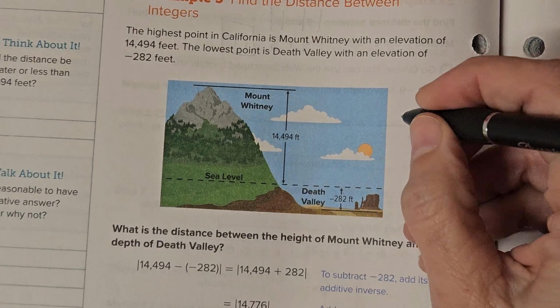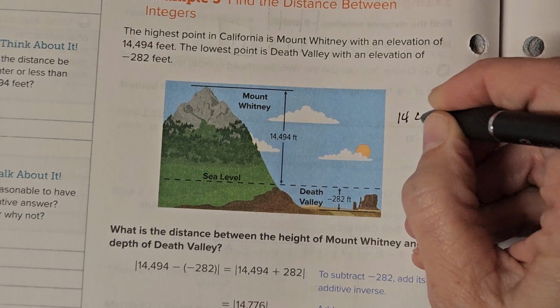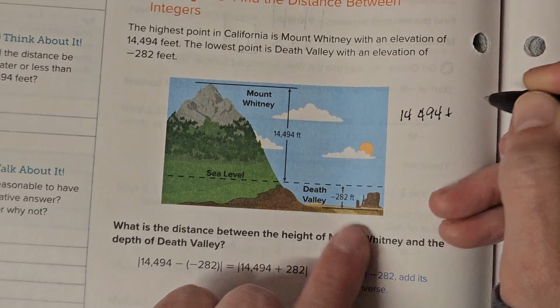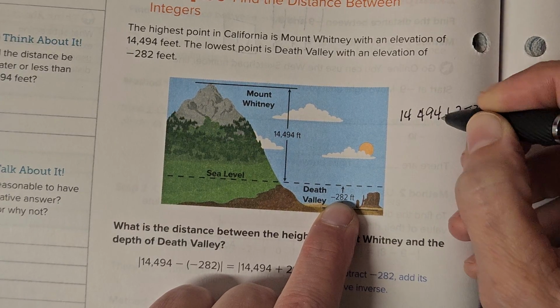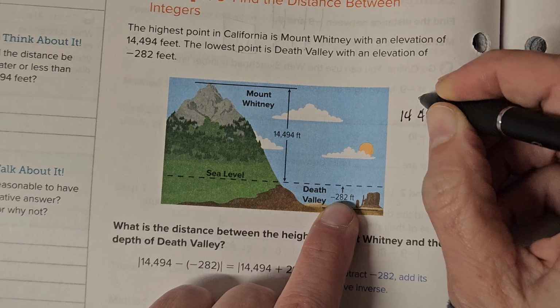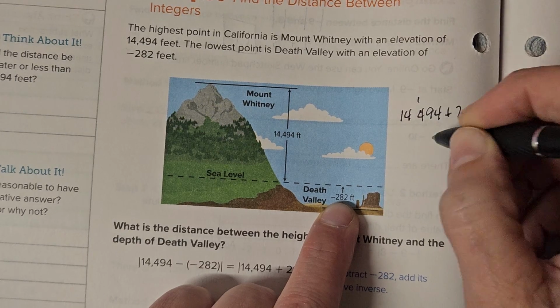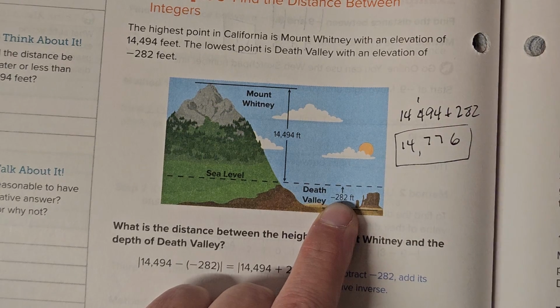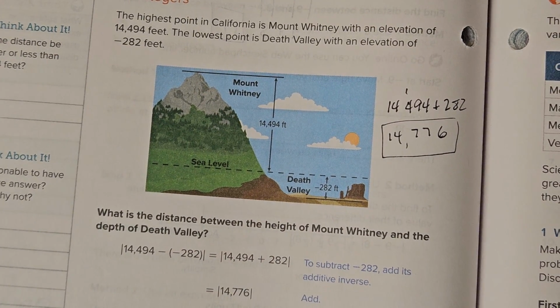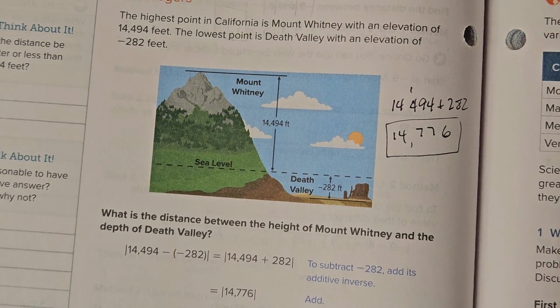Same. I don't want to, but I could do 14,494 plus the absolute value of 282. 282. 2 plus 4 is 6. 8 plus 9 is 17. Carry the 1. 2 plus 4 is 6, 7. 14,776 feet. I feel like that was easier, gang.